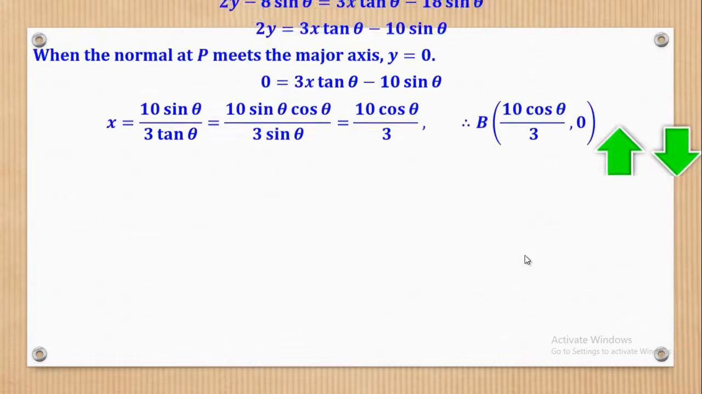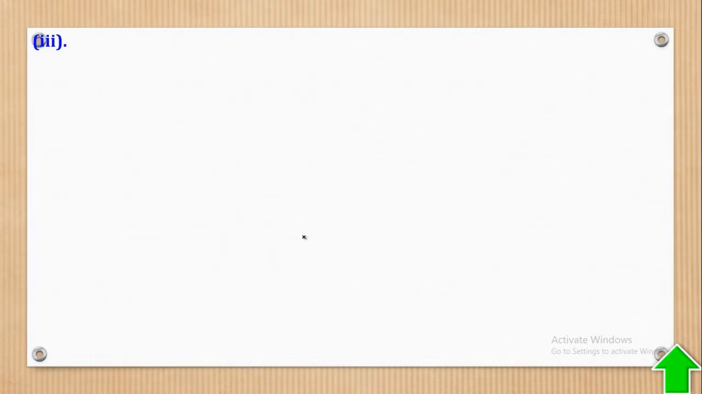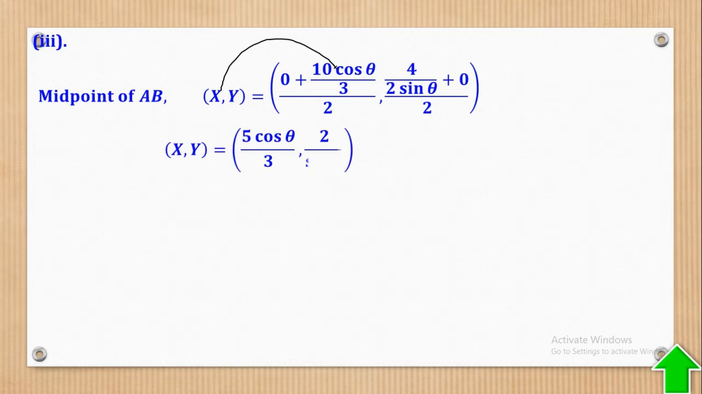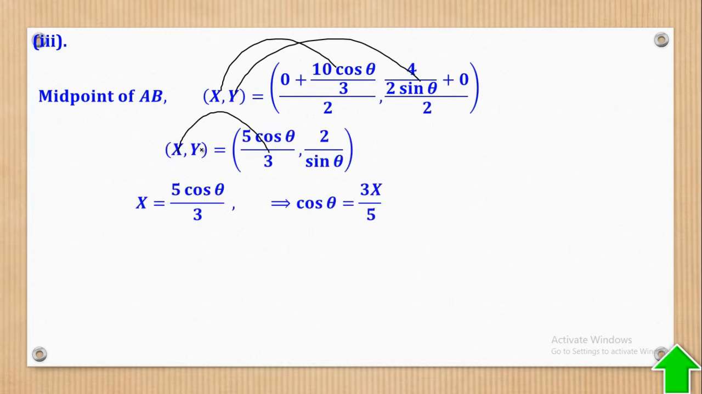So I have 2 points. I have to get the locus of the midpoint. So I have to first get the midpoint of AB, which is the average of the x coordinates and also the average of the y coordinates. That means that x is equal to this and y is equal to that. So equate x to that and y to that.